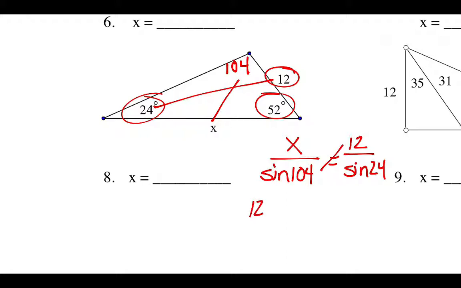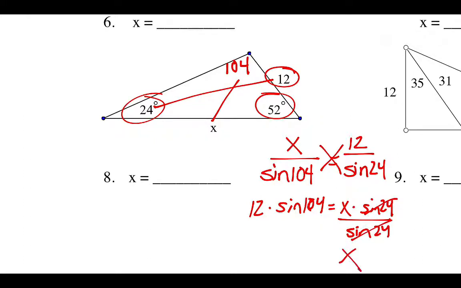I'd end up taking the 12 times the sine of 104, and that should equal x times the sine of 24. Well, remember, sine of 24 and sine of 104 are numbers, so I'm going to divide this side by the sine of 24 to get x all by itself. So what I'm left with is 12 times the sine of 104 divided by the sine of 24. So that's what I'm going to type into my calculator.